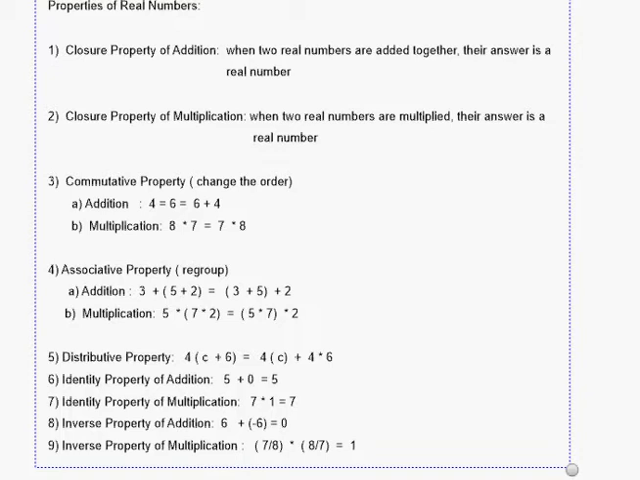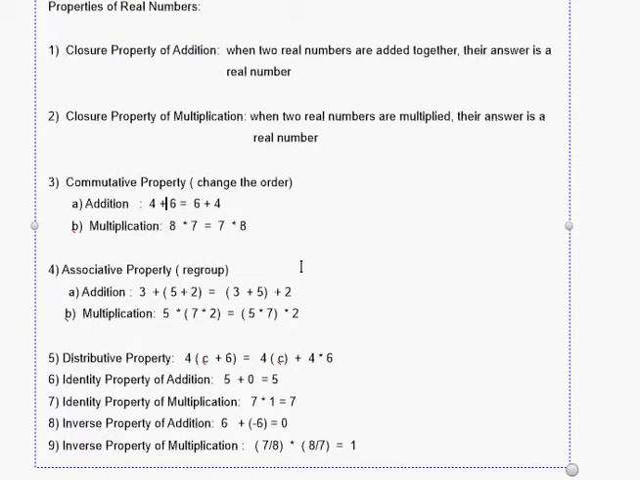Addition is where we are adding the same two numbers, and we say 4 plus 6 is the same as 6 plus 4. Multiplication, 8 times 7 equals 7 times 8. Associative properties where we regroup. We do not change order, but we change what we're grouping together. And that works for addition as well as multiplication.